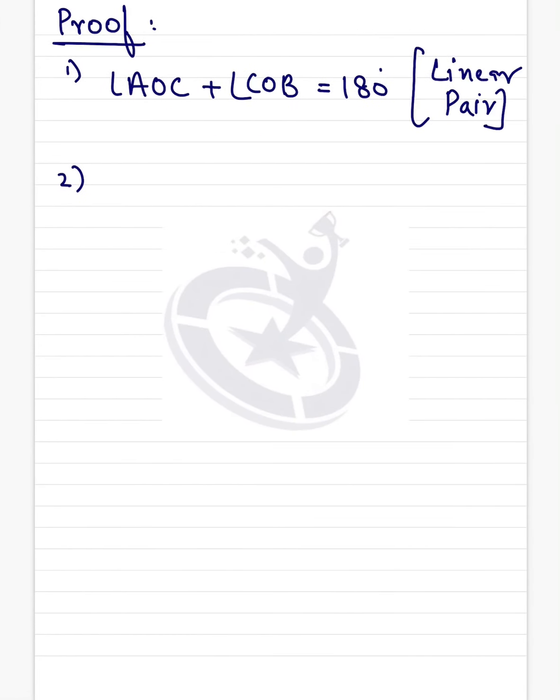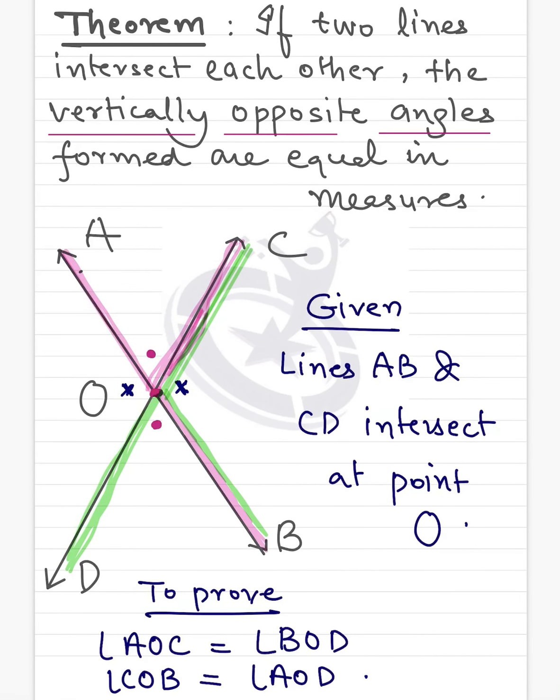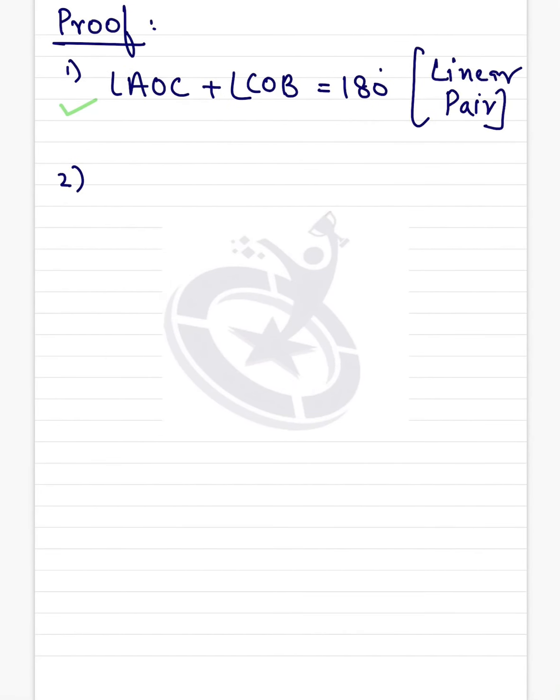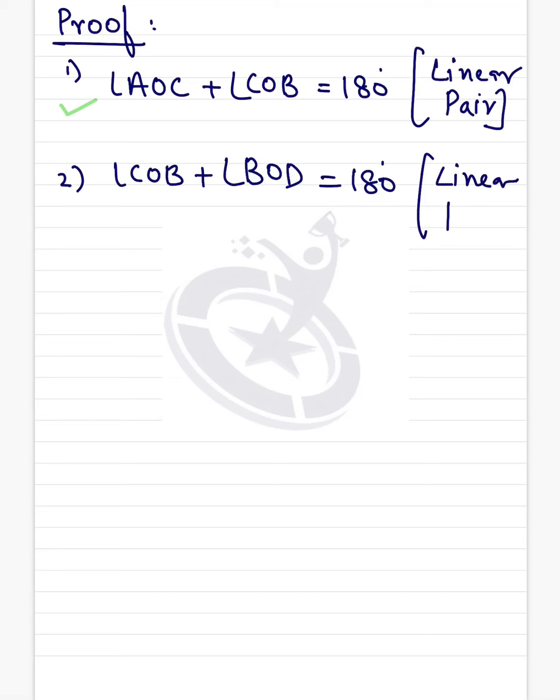So in the first step, I took angle AOC plus angle COB is equal to 180 degrees. Now in the second step, I'll take the green colored angles, so I'll write angle COB plus angle BOD is equal to 180 degrees. Again, they form a linear pair. Clear? Now in both the equations, the left hand sides are the same and the right hand sides are the same, 180 degrees, 180 degrees. Whenever the right hand sides of two equations are the same, the left hand sides will also be the same.